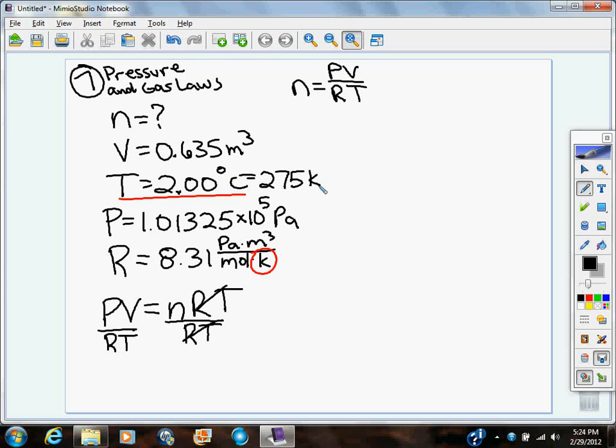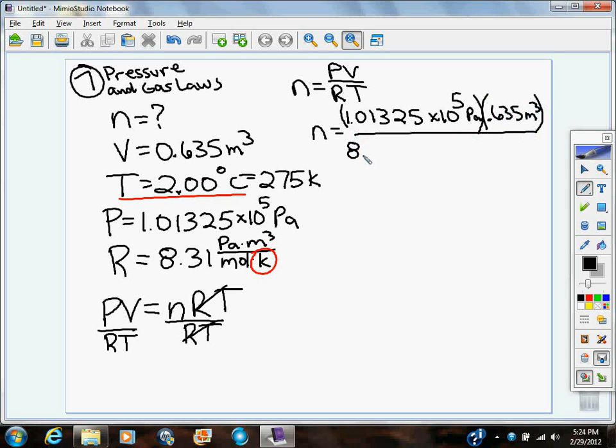So now I can go ahead and plug in the numbers. I get n equals P, which is 1.01325 times 10 to the 5th pascals, times my volume, which is 0.635 meters cubed, and that whole thing's over my R, 8.31, and that's pascals times meters cubed over moles Kelvin, and finally times the temperature, which has to be in Kelvin to match that of the constant, and that's 275 Kelvin.